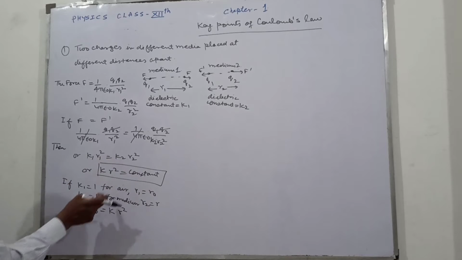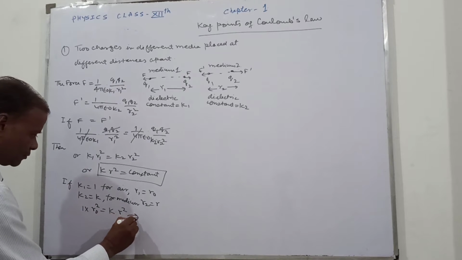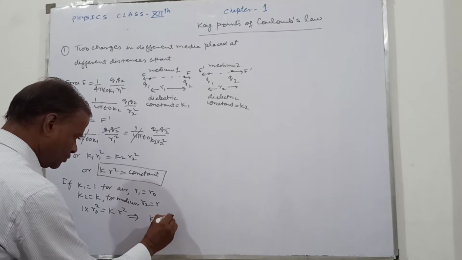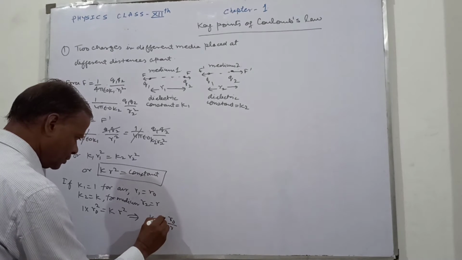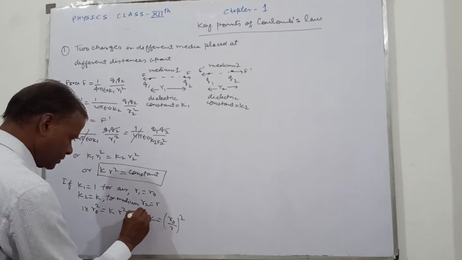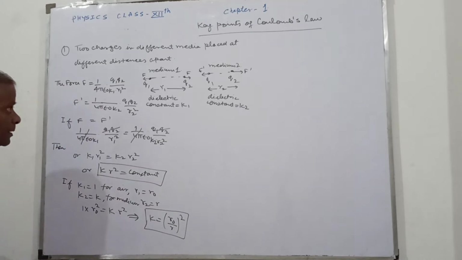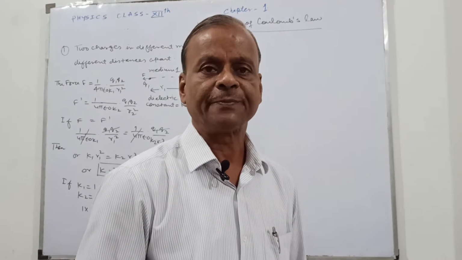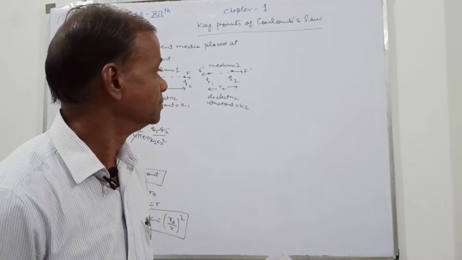Keeping in this relation, you will have a new formula, that is K equal to R0 upon R, whole square. This is the relation between the dielectric constant and the distance between the charges if they are placed in different mediums.